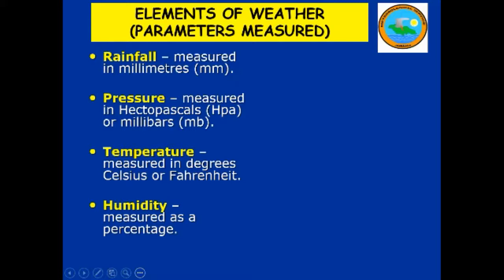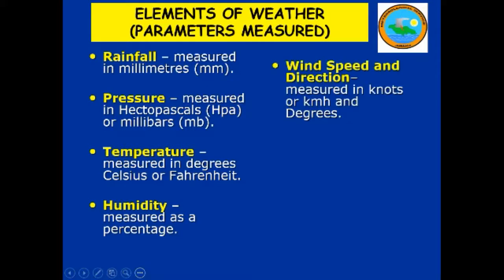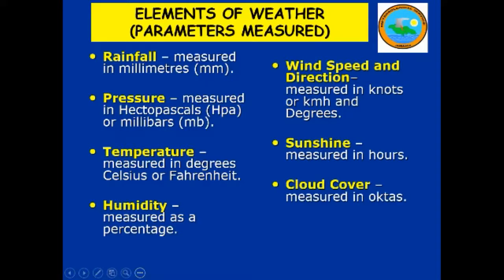Humidity is measured in percentage, so it's normally a percentage of how much moisture is in the air compared to how much it can actually hold, right? Wind speed is in knots and direction is in degrees, and sunshine is in hours, right? And cloud cover is measured in oktas. So we divide the sky into 8 equal parts and call them oktas, right?